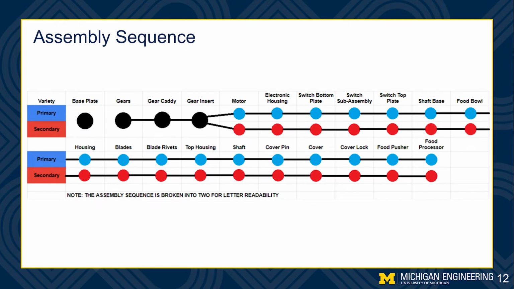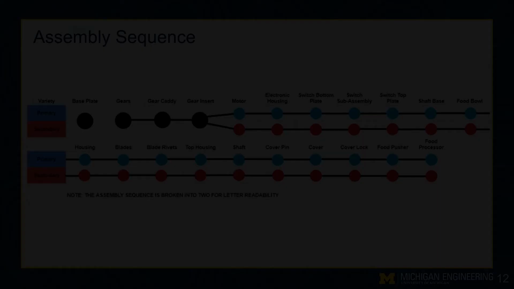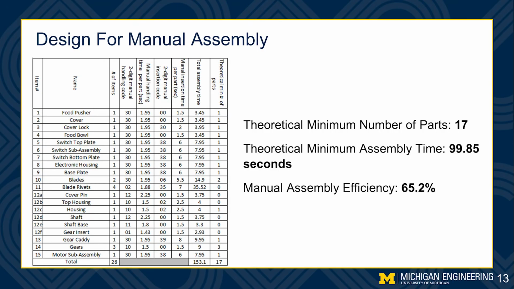For the assembly sequence, both the primary and secondary are the same. The product family will just substitute the parts without changing any sequence. Here is our design for manual assembly. It takes around 153 seconds to assemble 26 parts together. With a theoretical minimum number of parts of 17, this assembly time drops down to 99.85 seconds, meaning our current assembly is only 65.2% efficient.